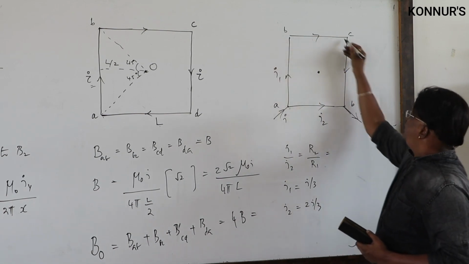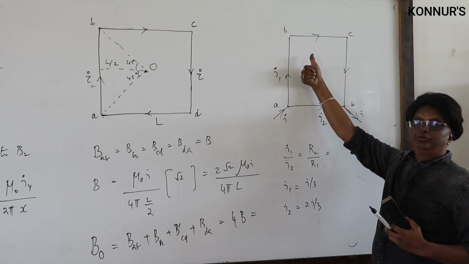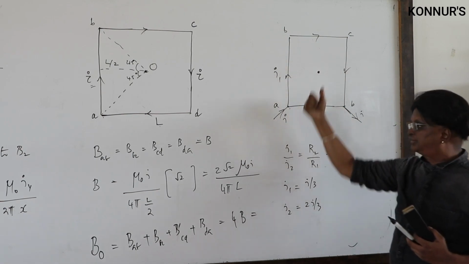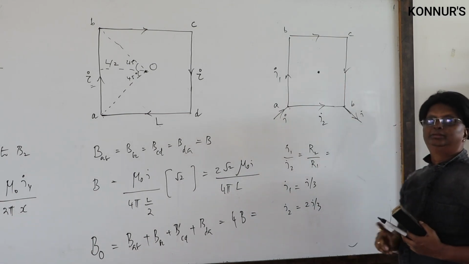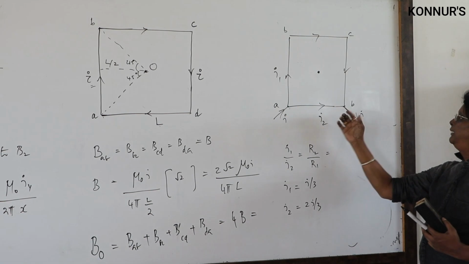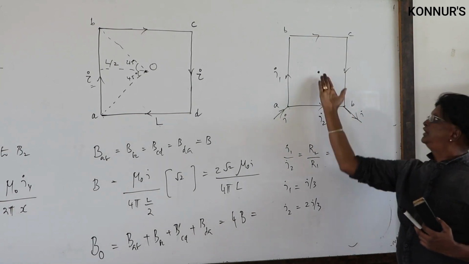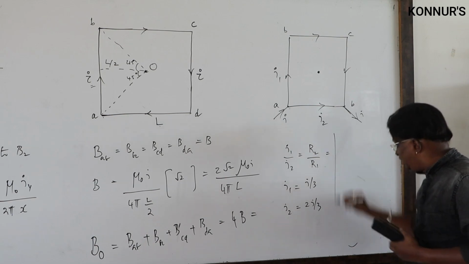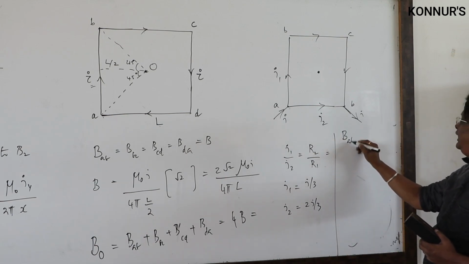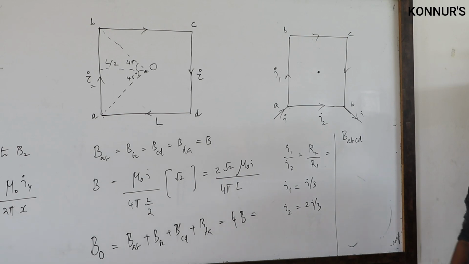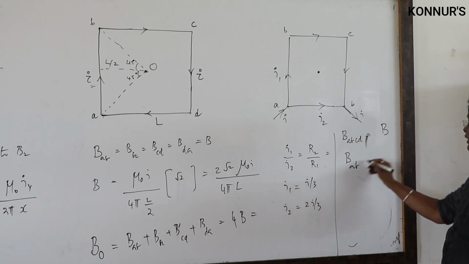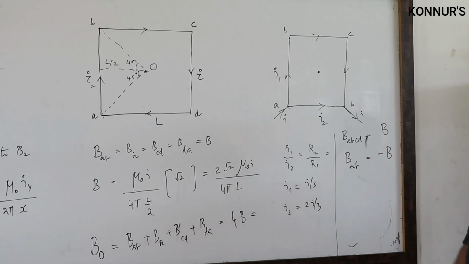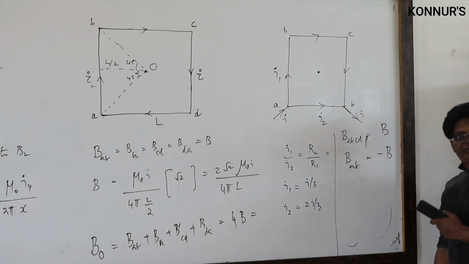Now here AB, BC, CD. All of them produce equal induction, right? Equal induction, what was that induction? 2 root 2 mu naught I by 4 pi L, and all of them are parallel. But B due to AB, here you see this one is inwards and therefore it is outwards. Therefore here what we observe is that B, AB, CD if we consider, supposing you got it as some B due to AB alone will be B, but with the negative sign I am writing because it is opposite direction.